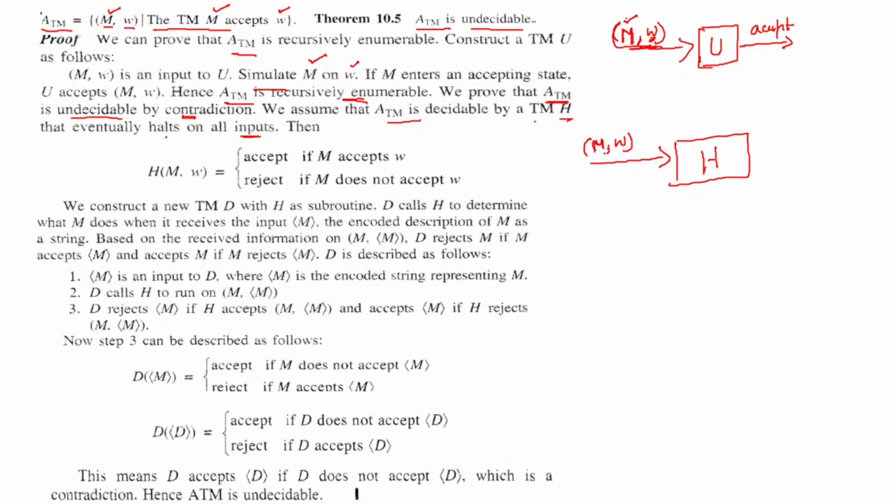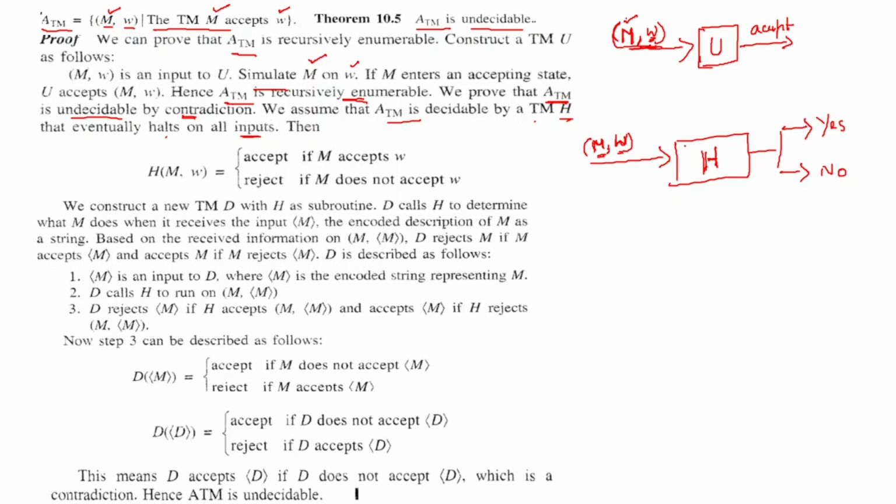So how will I pass a Turing machine M along with W? Obviously this has to be converted into some encoded format, the same as what we explained for the previous theorem. So the Turing machine M will be encoded in some other format, and this encoded format of M and the string W is passed as an input to a new Turing machine H. And this Turing machine should eventually halt on all inputs, that is, it should be able to say yes or no based on the input.